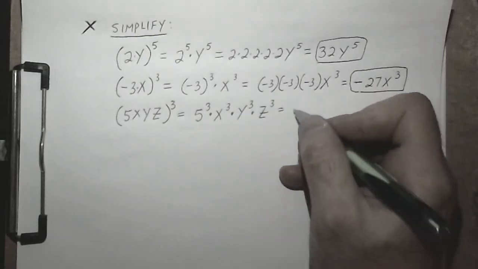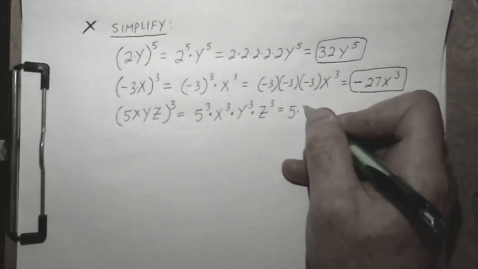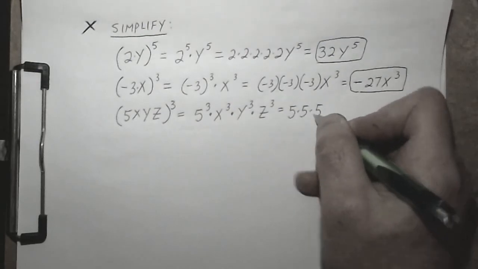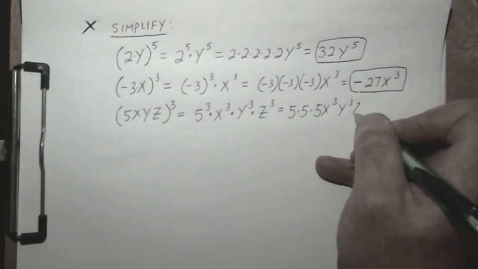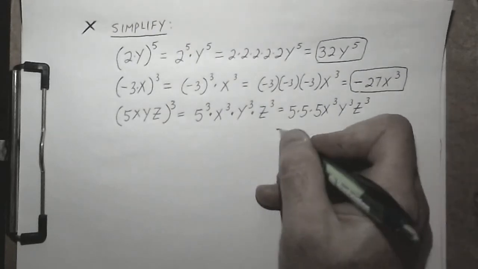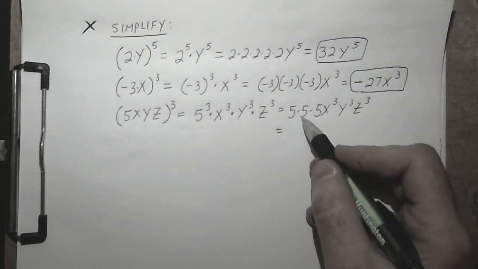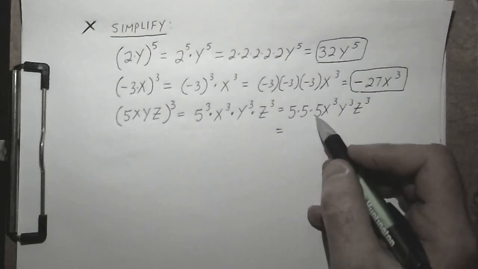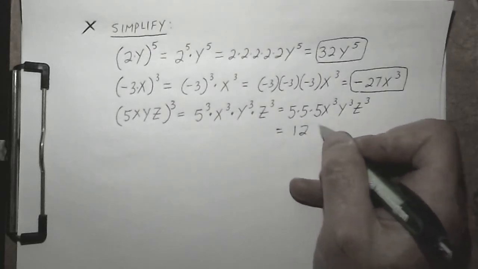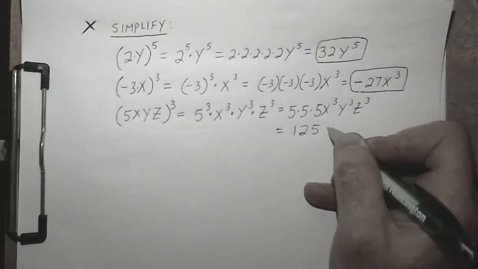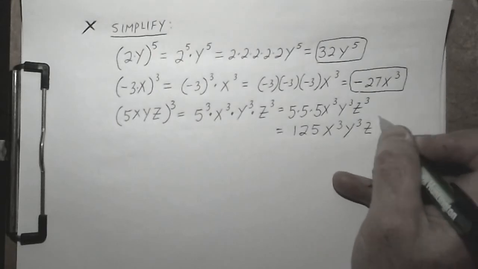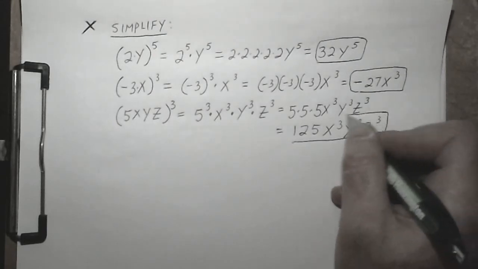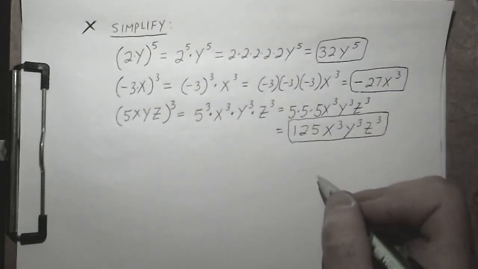Now 5 cubed is 5 times 5 times 5. And we got x cubed, y cubed, z cubed. Now, 5 times 5 is 25, and 25 multiplied by 5 is 125. So we would have for our answer 125x cubed y cubed z cubed. That is the final answer for that problem there.